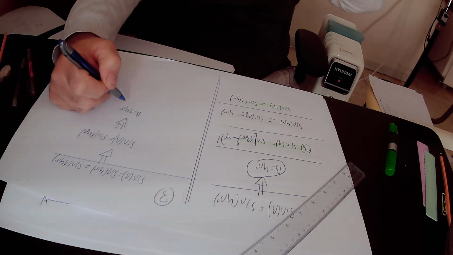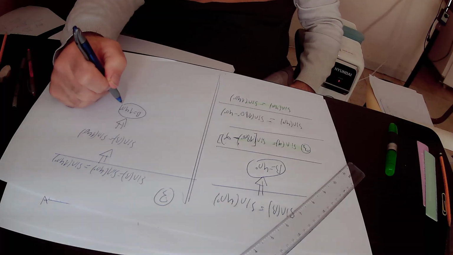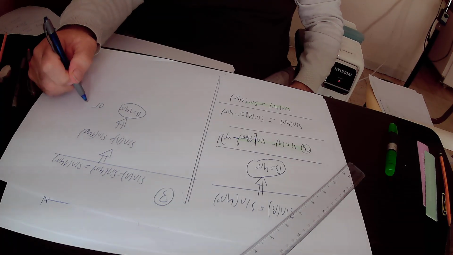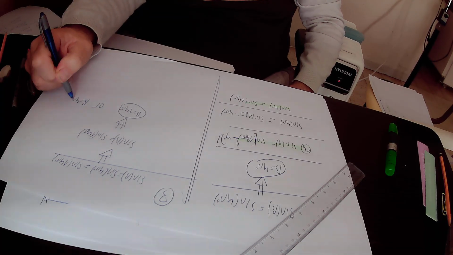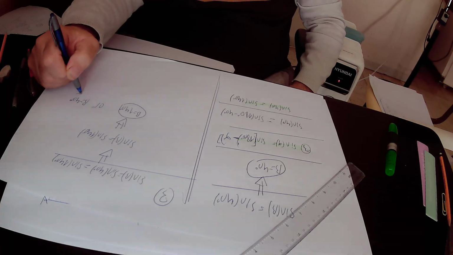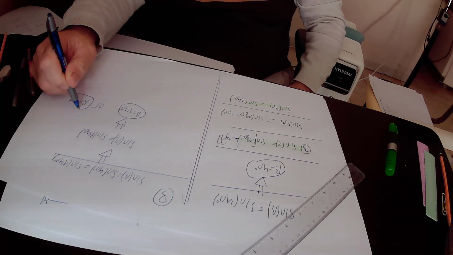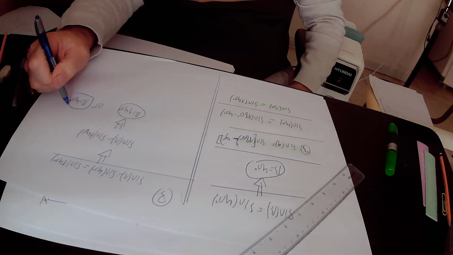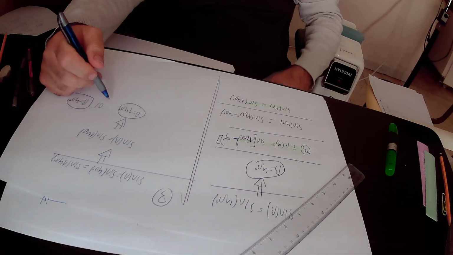This is the second solution for beta. The first solution for beta is beta equals 40 degrees. So we have two solutions for beta. Beta could be equal to either 40 degrees or 140 degrees.